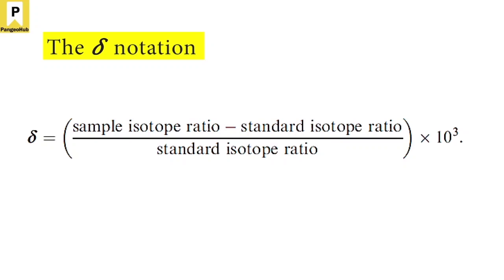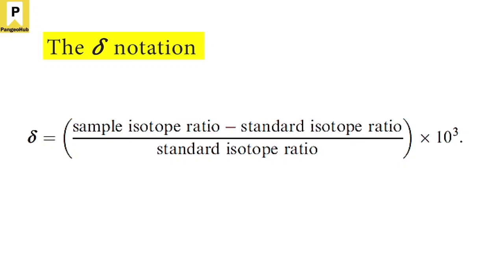Now let's see the formula. Delta equals sample isotopic ratio divided by standard isotopic ratio. So this delta notation is basically the isotopic ratio in your sample divided by the isotopic ratio in the standard, minus 1, into 10 to the power 3.